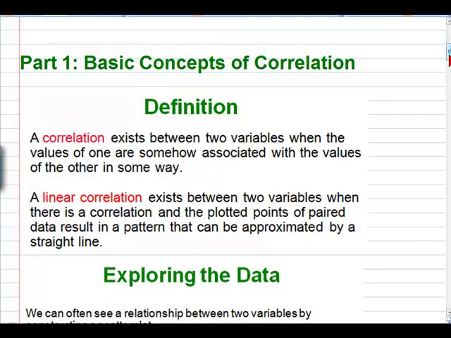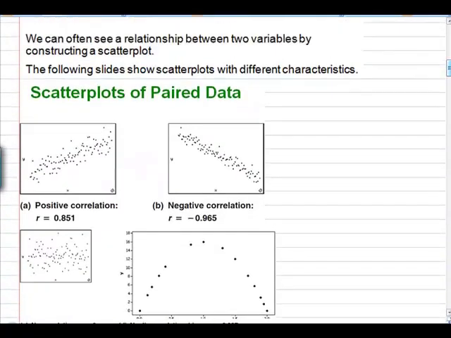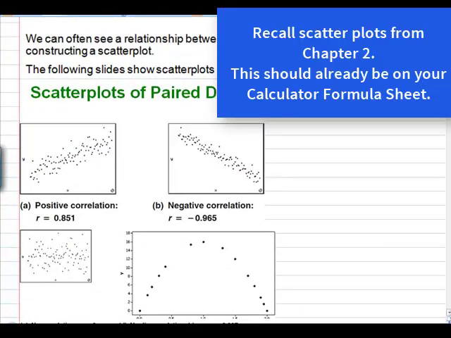A correlation exists between two variables when the values of one are somehow associated or related with the values of the other in some way. A linear correlation exists between two variables when there is a correlation and the plotted points of paired data result in a pattern that can be approximated by a straight line. So here's some examples of relationships between two sets of data when we do a scatter plot.